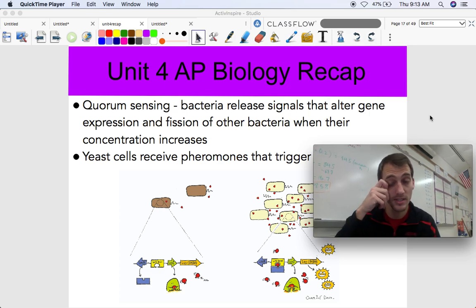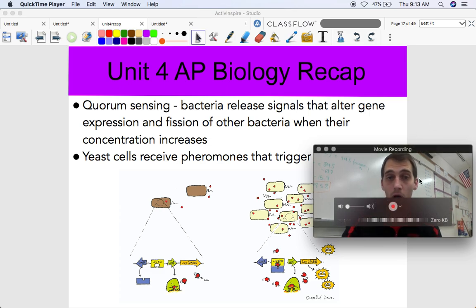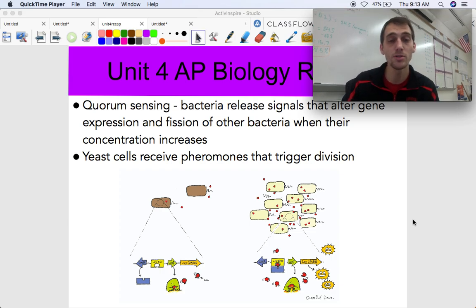Okay, but here's some other examples of signaling. Quorum sensing is when bacteria release signals that alter gene expression and fission of other bacteria when their concentration increases. This is an example that was brought up in the AP Biology course and exam description, so we're going to talk about it here. Basically, bacteria divide, and the more they divide, they release a signal, and if they collect too much of that signal in their cells, they stop dividing. So it controls how concentrated bacterial colonies get.